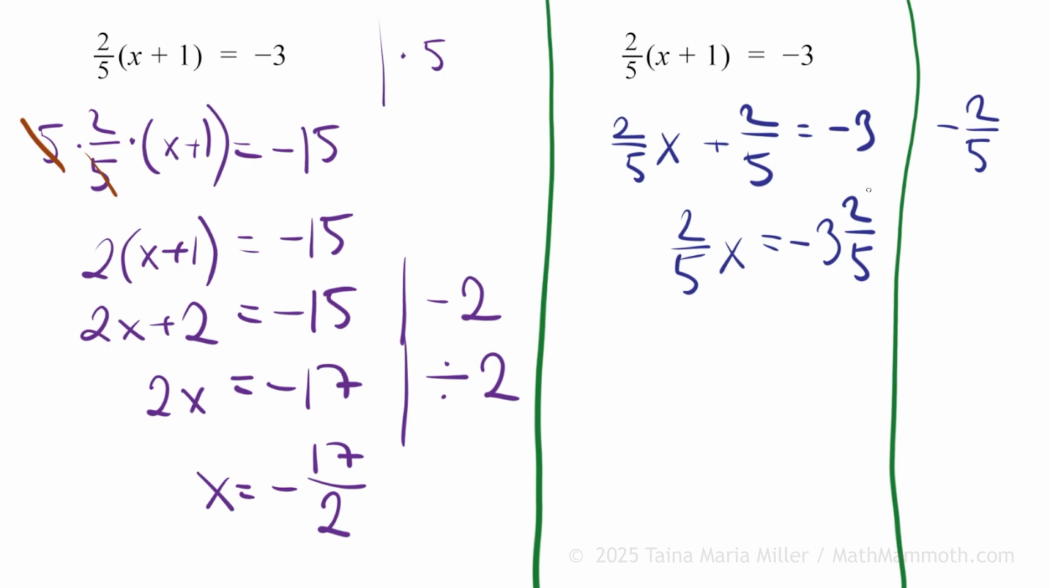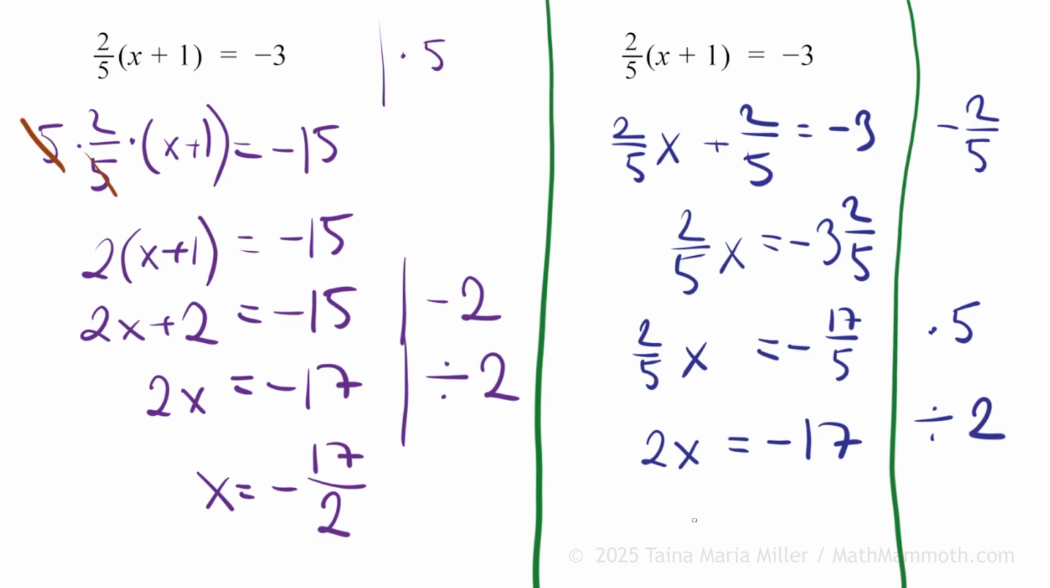I might want to write this as a fraction. It will be easier to handle. So there's 15 plus 2, negative 17 fifths. And then what? Well, you could multiply both sides by 5, or you could divide both sides by 2 fifths. Let me multiply by 5. So 5 times 2 fifths. The 5's will cancel, we're left with 2x. And here also, this fraction times 5, the 5's will cancel, we're left with negative 17. Now divide by 2. And we arrive at the same root as in the other solution. So all is well.